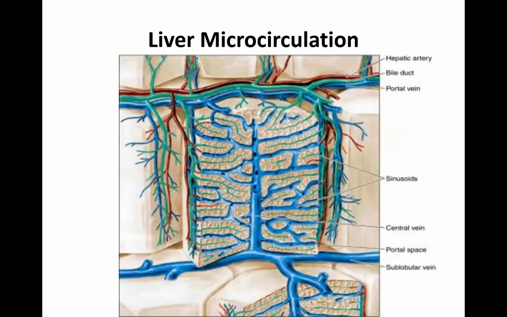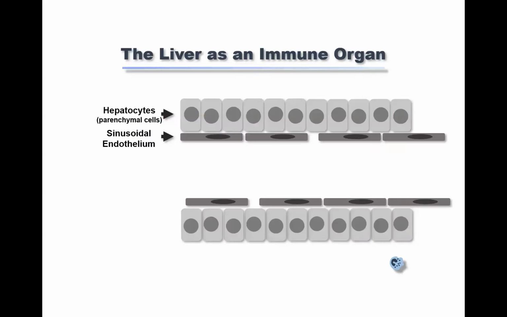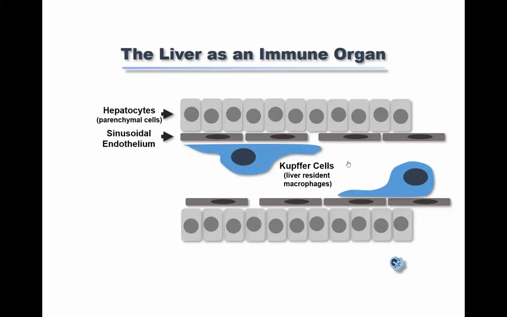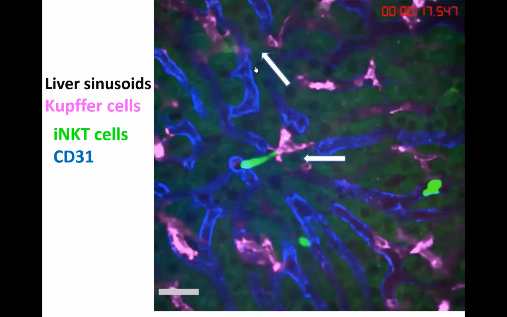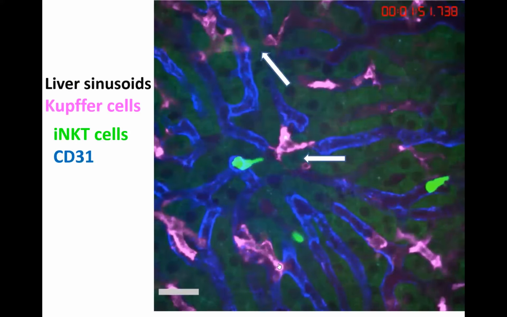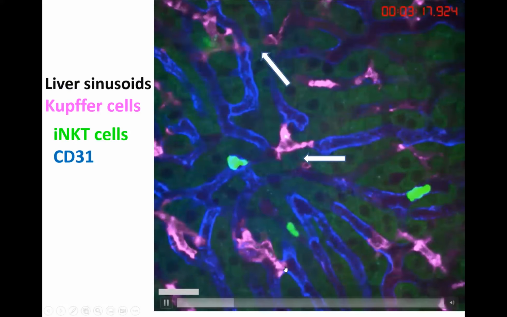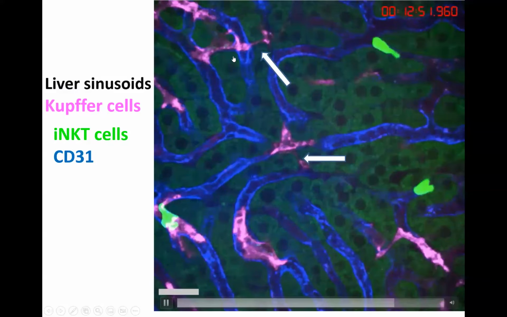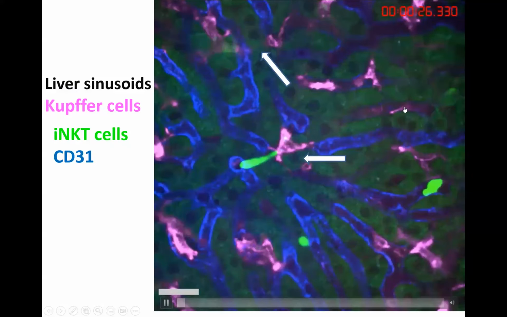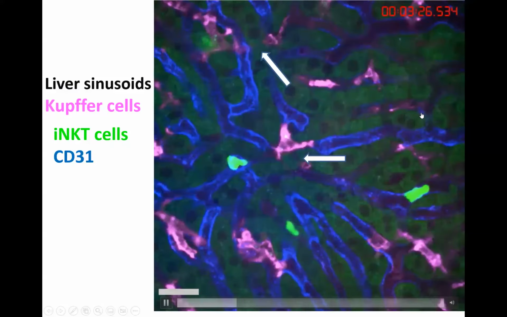So we wanted to see this happen. We looked inside these sinusoids. We have Kupffer cells inside these sinusoids, and we started looking. And indeed, what we see is that these macrophages clearly are in the vasculature, but they will send out long pseudopods touching many of the surrounding cells.